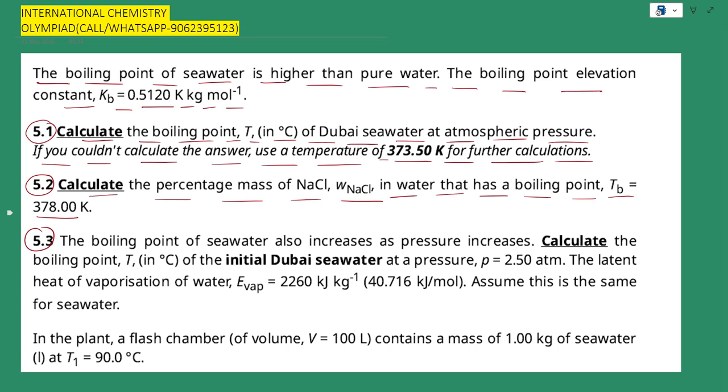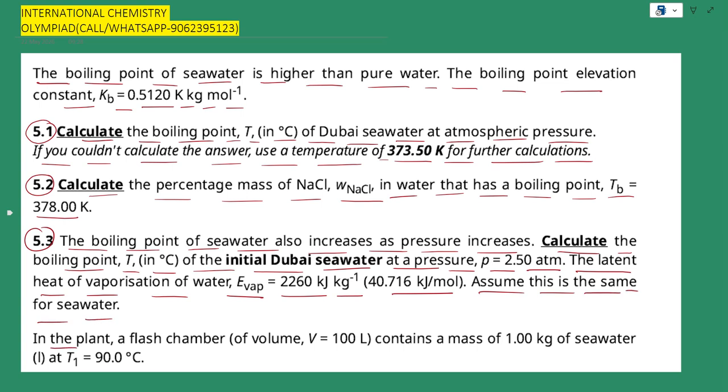Question 5.3: the boiling point of seawater also increases as pressure increases. Calculate the boiling point T in degrees Celsius of the initial Dubai seawater at a pressure P equal to 2.50 atm. The latent heat of vaporization of water, delta H evap, is 2260 kilojoule per kg, that is 40.716 kilojoule per mole. Assume this is the same for the seawater.